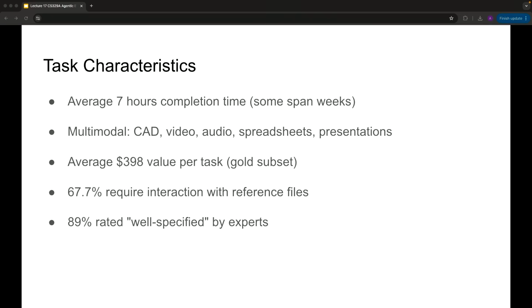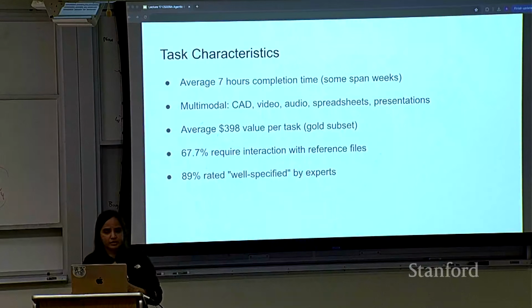The tasks were both text-based and multimodal, so like CAD, video, audio, spreadsheets, presentations. The average value of the task, at least in the gold subset, was anywhere from, say, $400 per task. But if anyone has seen Freelancer, there are also much higher value tasks. So this one also has high value and low value tasks.